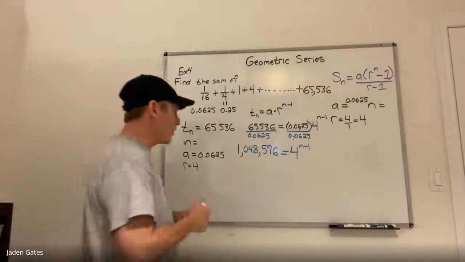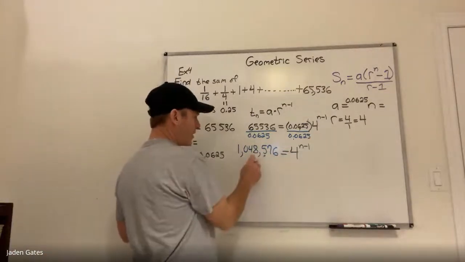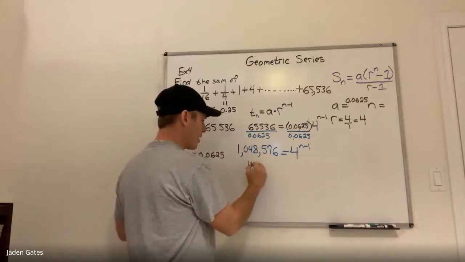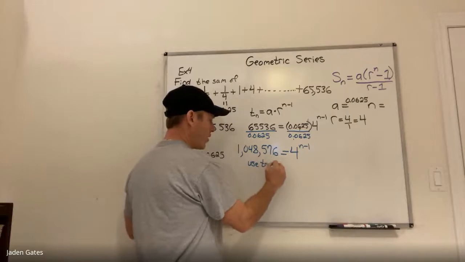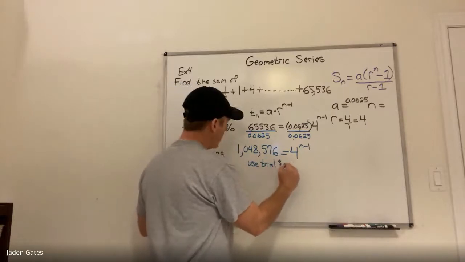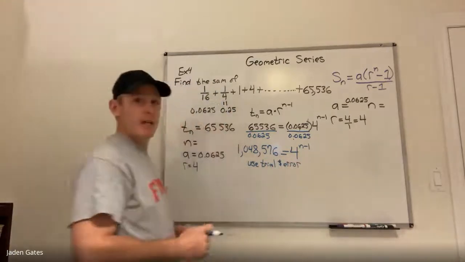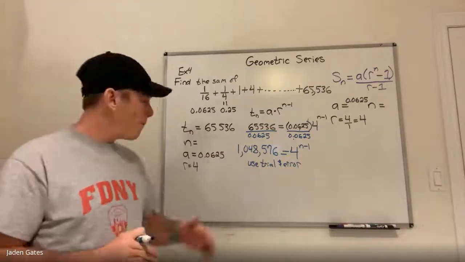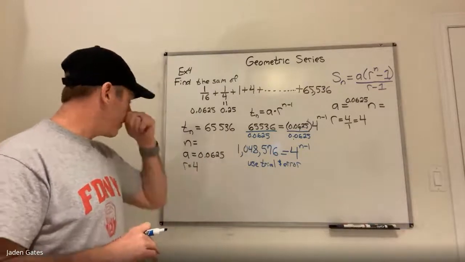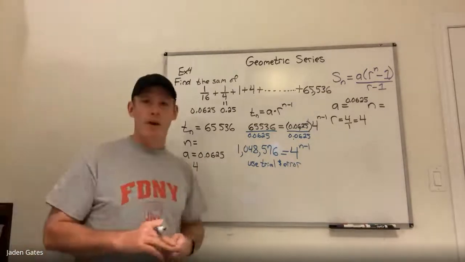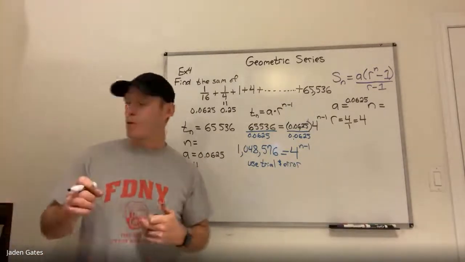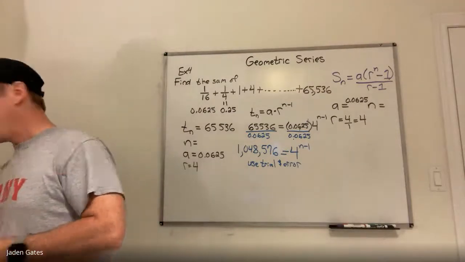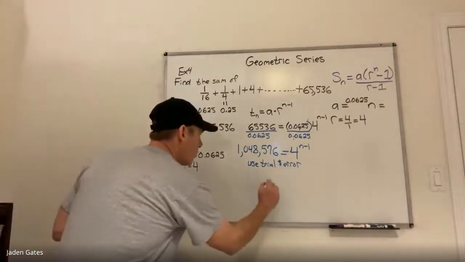So what I can do is ask: 4 to the power of something is going to give me 1,048,576. I can use trial and error with my calculator. Or again, if you like logs, you can take the log. But because n is always going to be a full number, I can figure out what's happening. You can try 4 to the power of 8, 4 to the power of 9, and see which one matches.